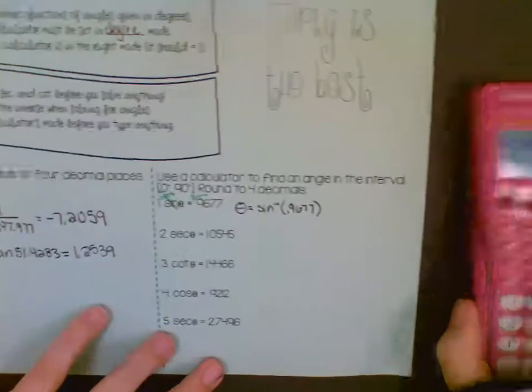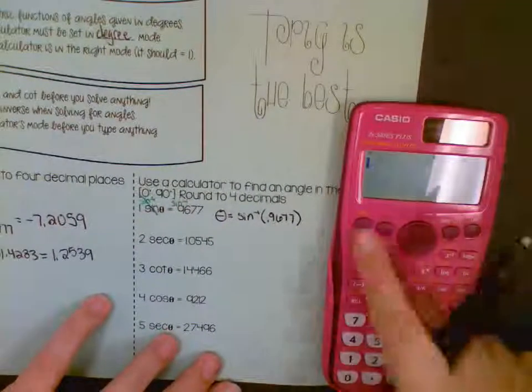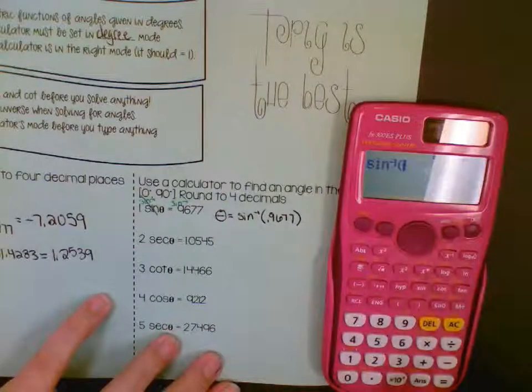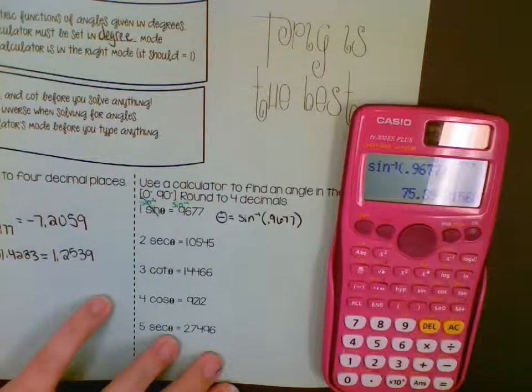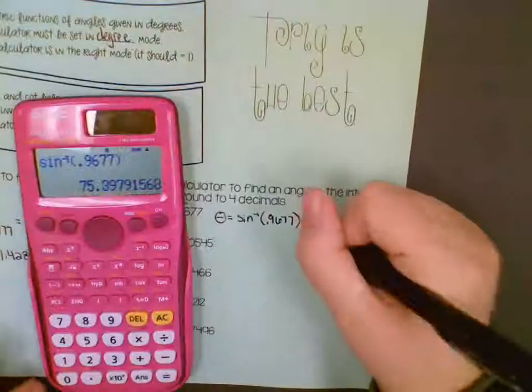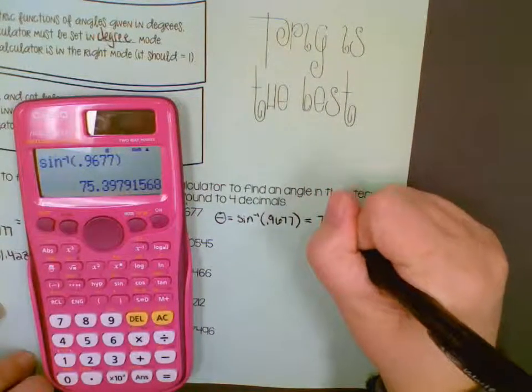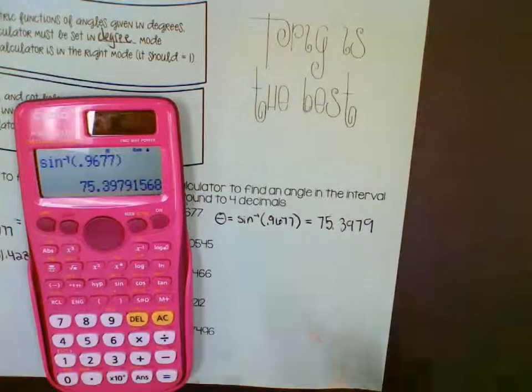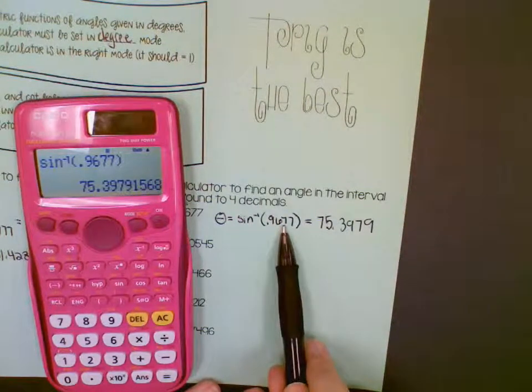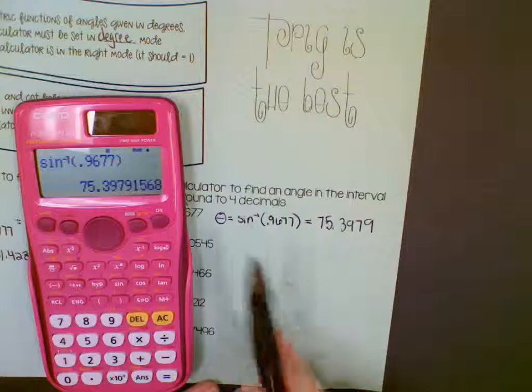So to type that in your calculator, for non-backwards, you just hit second or shift sine, and then type in that decimal that you have. So I get that our theta is equal to 75.3979. In a backwards calculator, type in the decimal part first, and then second sine.